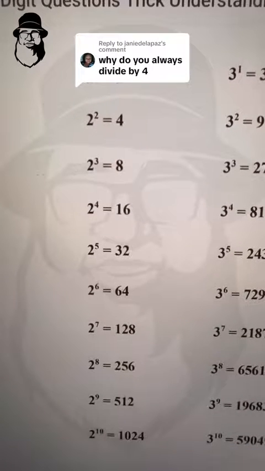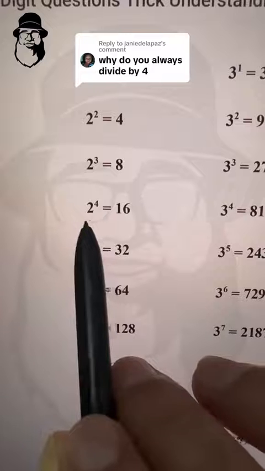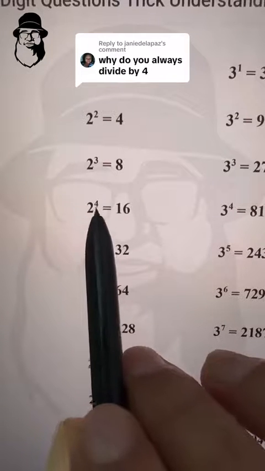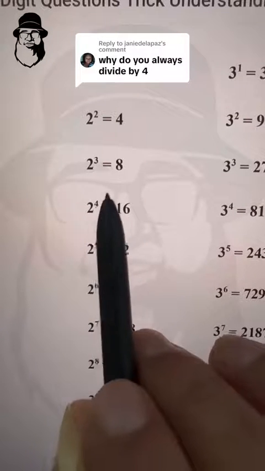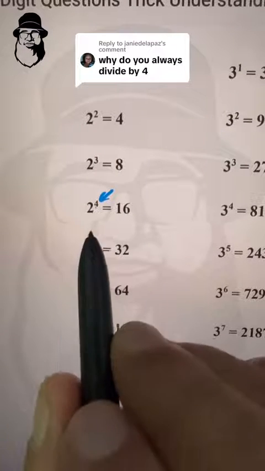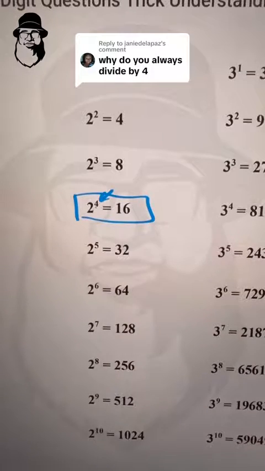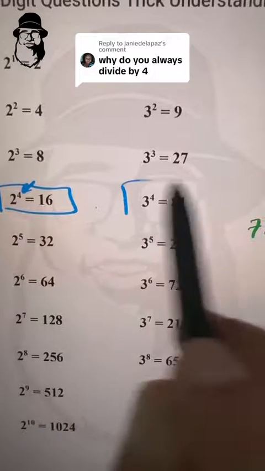Now let's check the powers that are divisible by 4. Here we have 2 to the power of 4, right? 4 is divisible by 4. I'm talking about this power only. 4 is divisible by 4. So here, this and this.